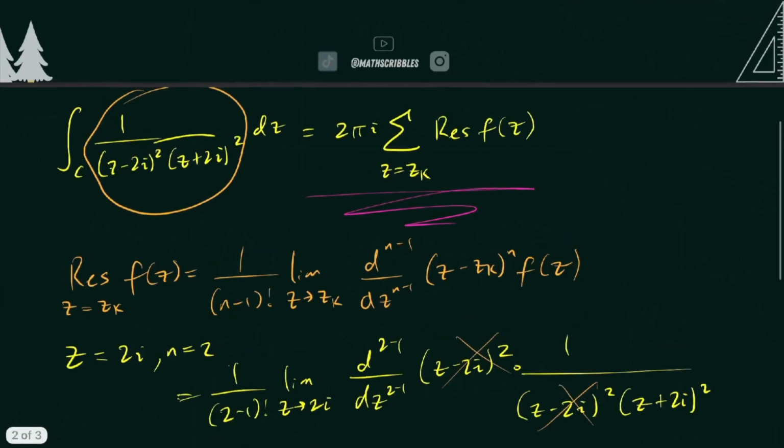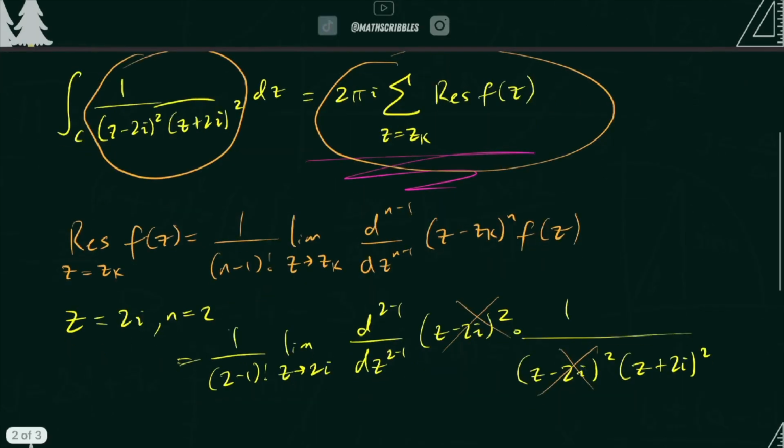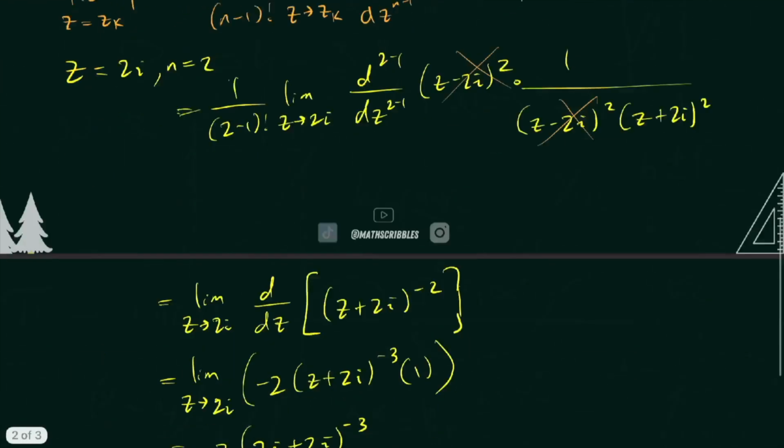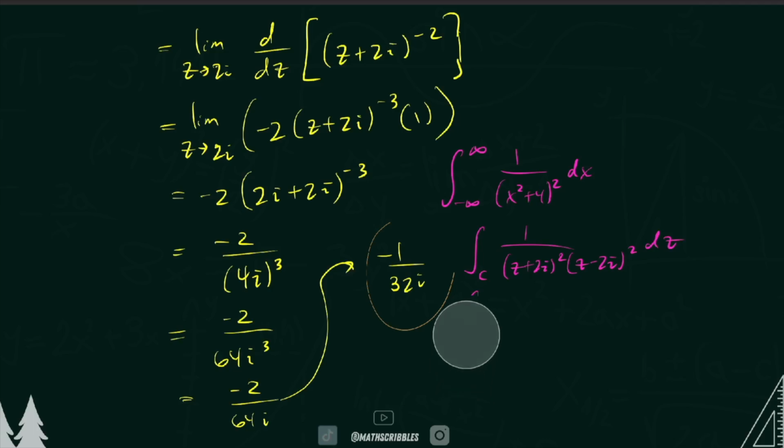So going back, don't forget that the equation is going to be 2 pi i times the sum of all the residues. In this case, the only residue was at 2i, so it's just going to be 2 pi times i times the residue that we found. So at the end, we can say that the integral from negative infinity to infinity of this function squared dx was equivalent to this integral here, z plus 2i squared, z minus 2i squared. And we said this was going to be equal to 2 pi i times our residue, which is negative 1 over 32i.